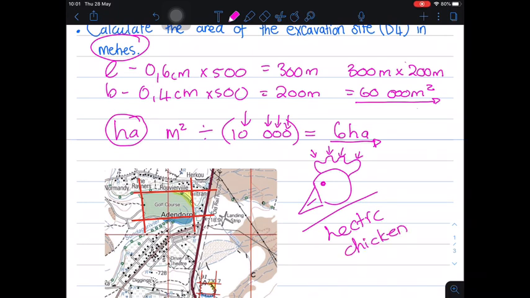who's actually a rooster. And that then will remind you to take your meter squared answer and divide by 10,000 to get your hectares, and that is the 4 noughts. Just a silly little way to help you to remember the exact number of noughts that you need to divide by.